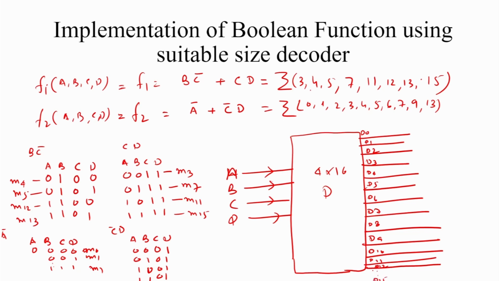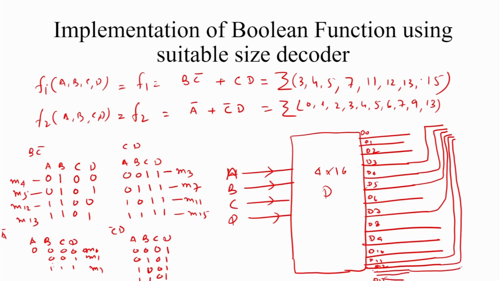For representing 3, 4, 5, 7, we simply take 3 from here, 4 from here, 5 from here, 7 from here, then 11, 12, 13 and 15 from their outputs, and all of these outputs are connected by a single 8 input OR gate. This represents function F1. Similarly, we also represent function F2 by connecting the outputs 0, 1, 2, 3, 4, 5, 6, 7, 9 and 13, all connected by a 9 input OR gate, and this represents function F2.